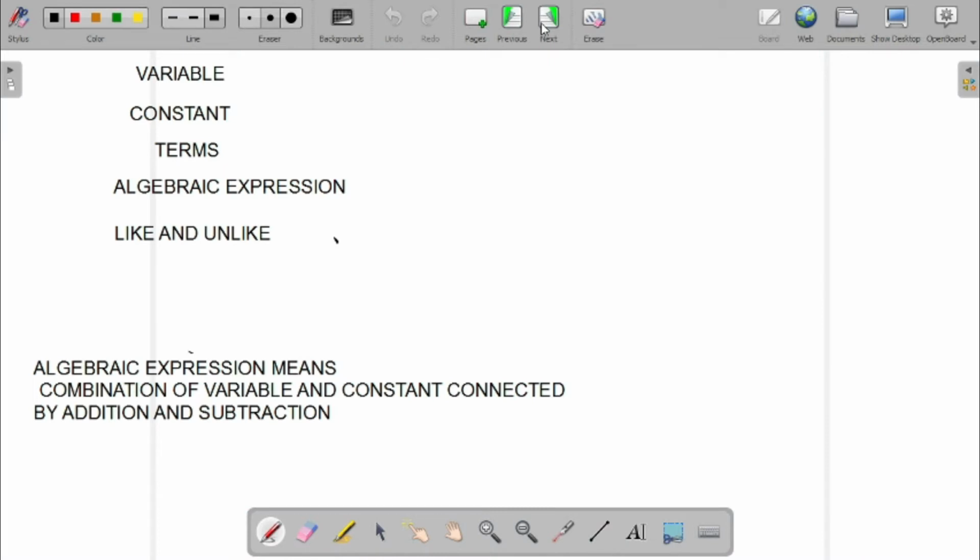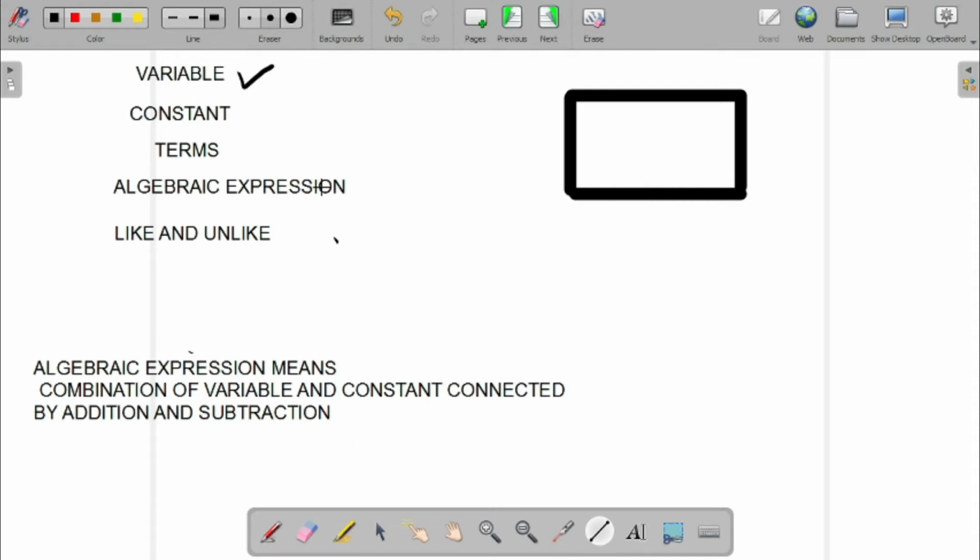Now if we are talking of algebraic expression, we must be very clear about the concepts. First concept is variable. As in case of a rectangle, if we have a figure of rectangle, then if we need to find the area, we represent this by L and this by B. So what is L and B? L is a variable and B is also a variable. So variable means unknown quantity. Since we don't know the length, in place of length we put L. Similarly for breadth we put B.